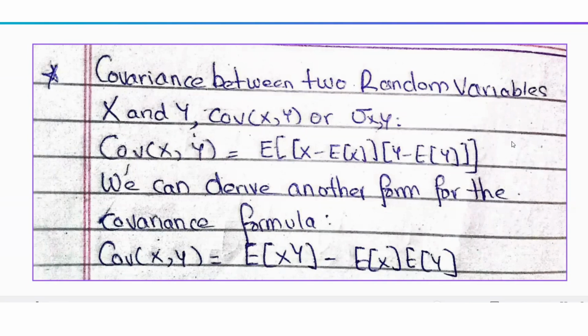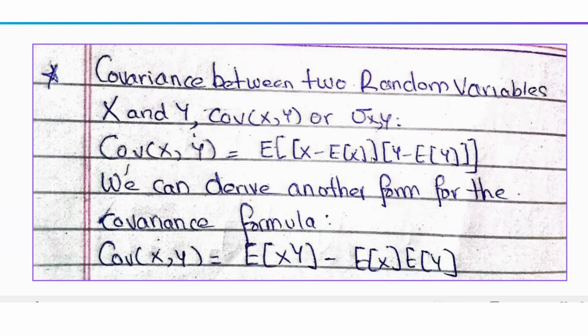Want to look at covariance between two random variables. Covariance between two random variables is denoted like this, either Cov(X,Y) or sigma XY. This can be calculated using this particular formula, where the covariance between X and Y is the expected value of X minus expected value of X, times Y minus expected value of Y.